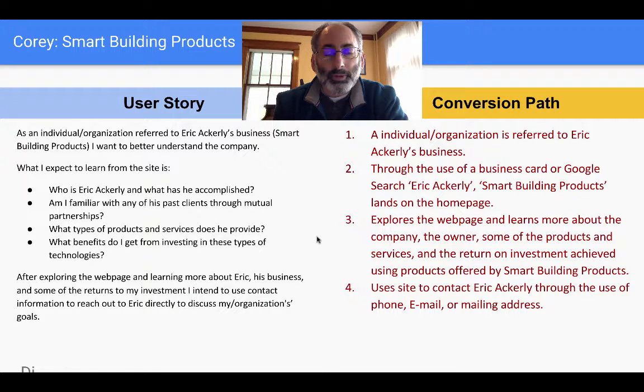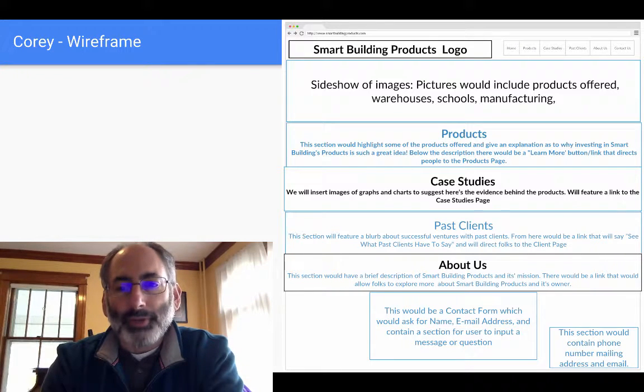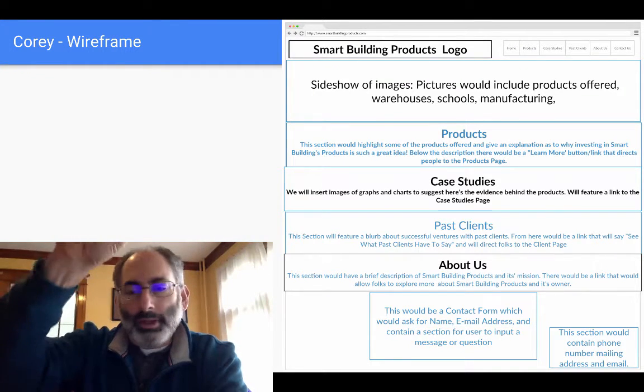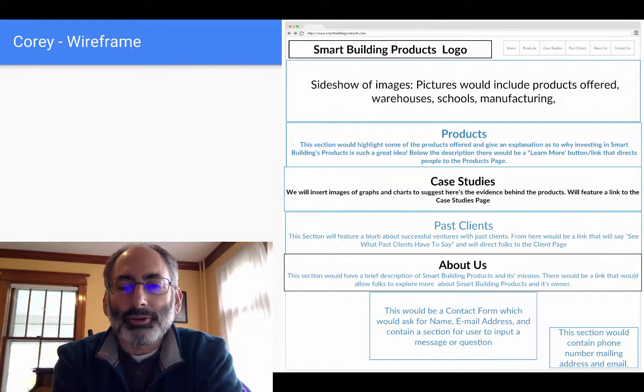Okay, Smart Building Products. This is a high-performance HVAC company, and Corey's thought this through a great deal. It's a fairly simple sitemap right now. I have questions about what case studies mean, whether they're related to products, whether they're related to the company itself, and what an external case study might mean in that case. This is using the one-page website model where you scroll down through various things and then make a choice. That's a good model for a simple single product. It's not a good model for something as complex as HVAC.